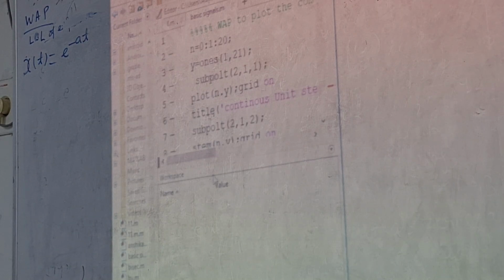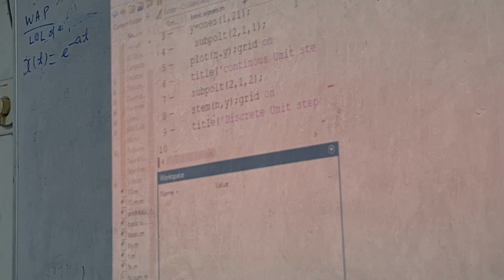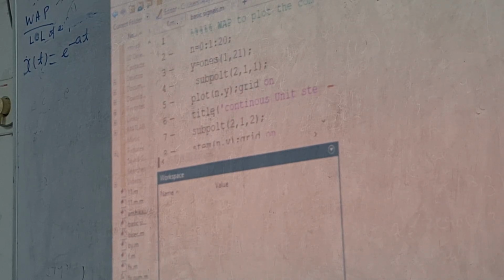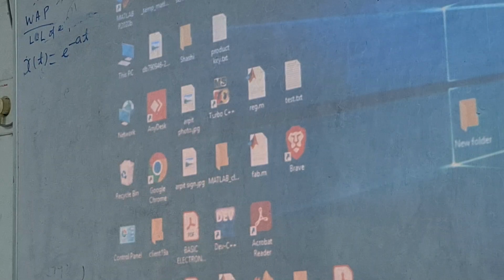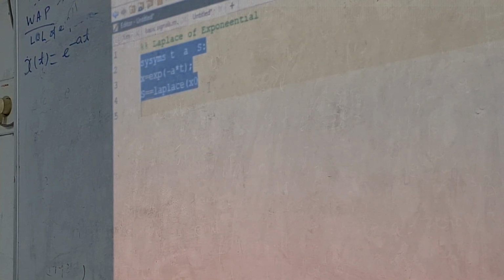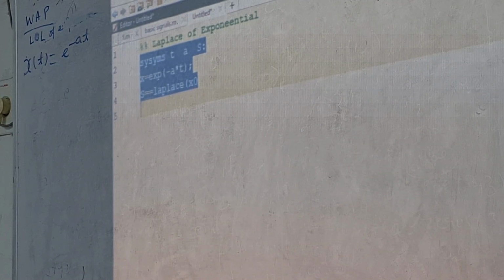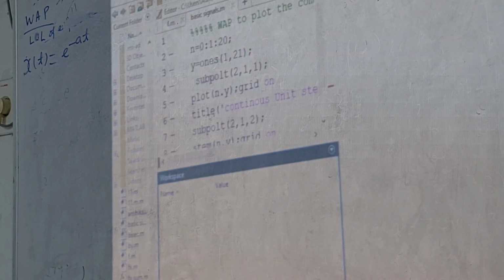Then the basic command can be written simply. If another file is open, then your command window is hidden. You can write this code on the command window and run it directly in the command window.